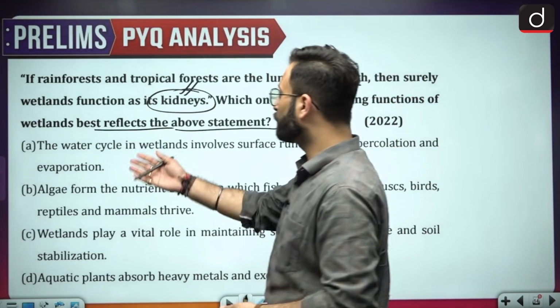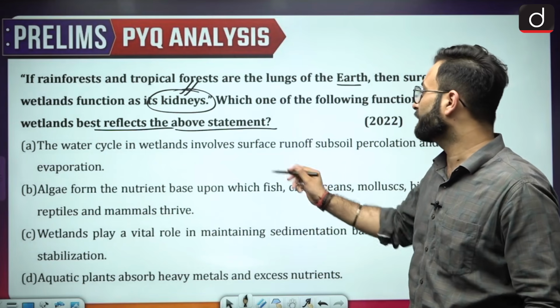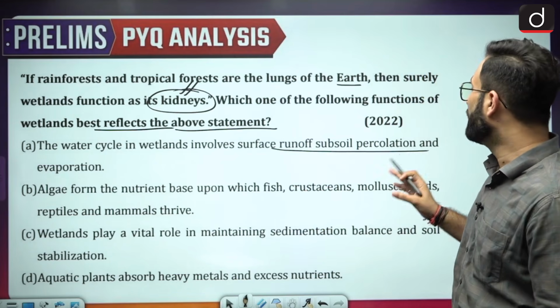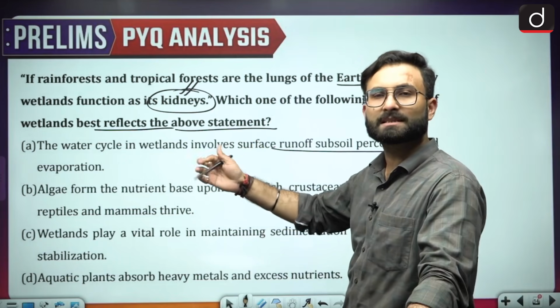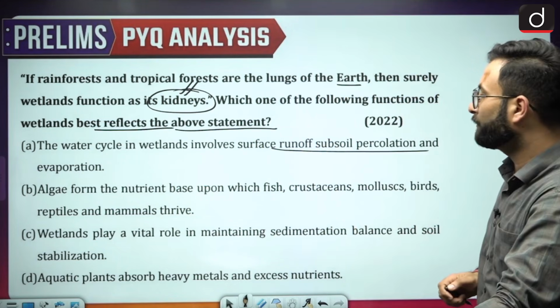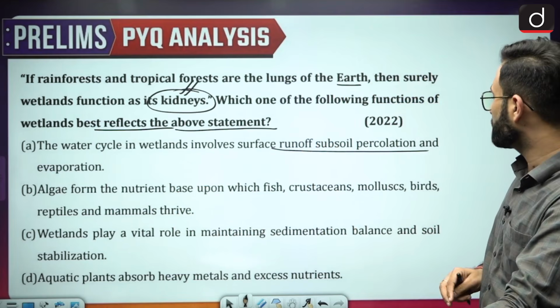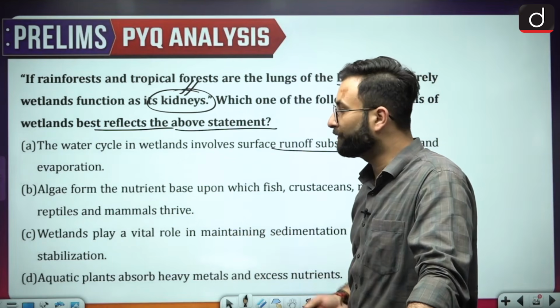So similarly, if you go through these statements over here, the water cycle in the wetlands involves surface runoff, subsoil percolation, and evaporation. So when we talk about this, that has nothing to do with filtration. Coming to the next one, algae form the nutrient base upon which the fish, crustaceans, mollusks, birds, reptiles, and mammals thrive. Again, nothing to do with filtration.